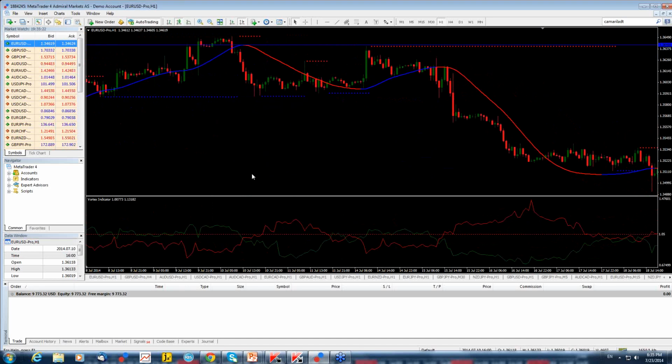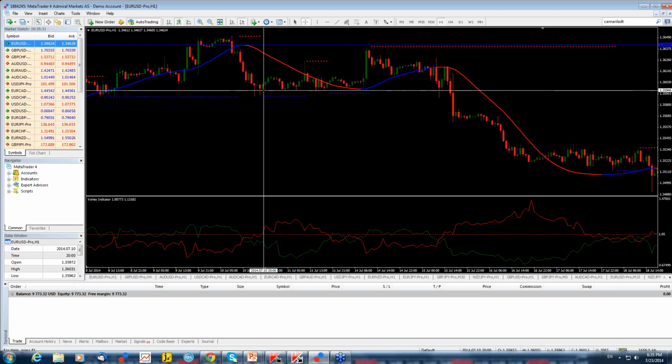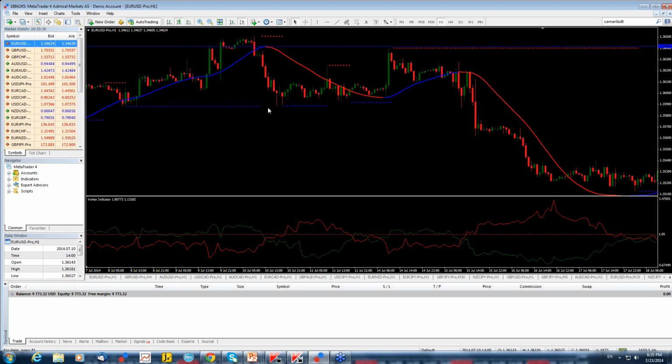Let's see it, and this is the thing I would always advise you not to do, because actually if you had taken this entry, you would have made only 3 or 4 pips, and I don't like it when you see blue dotted lines.